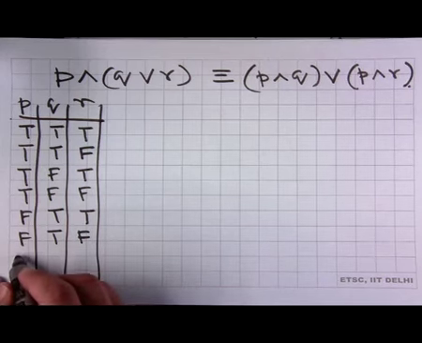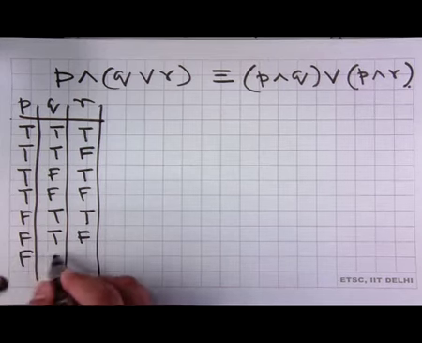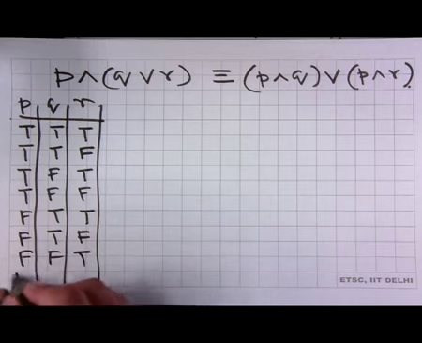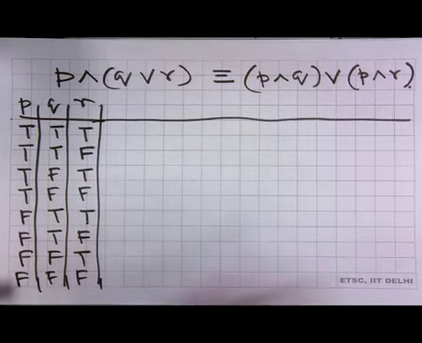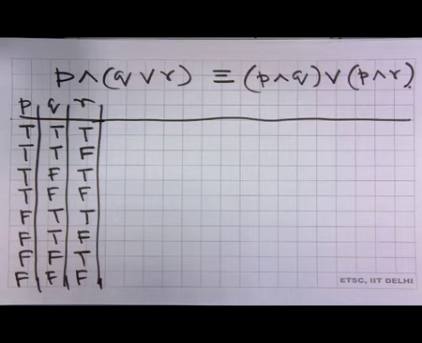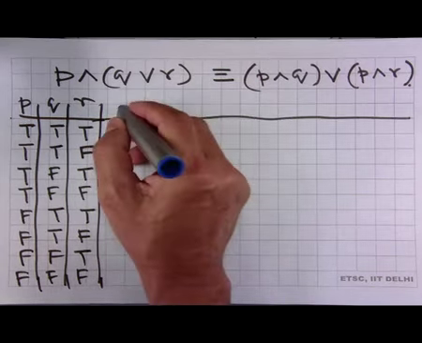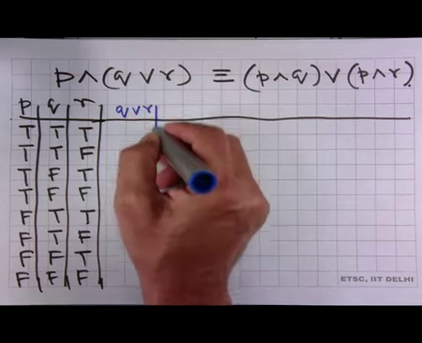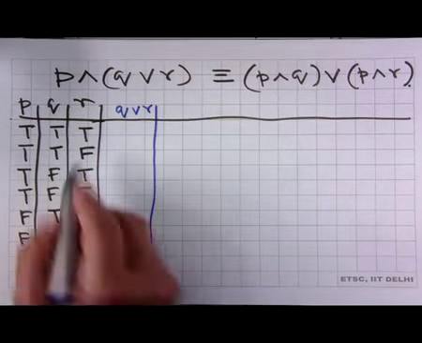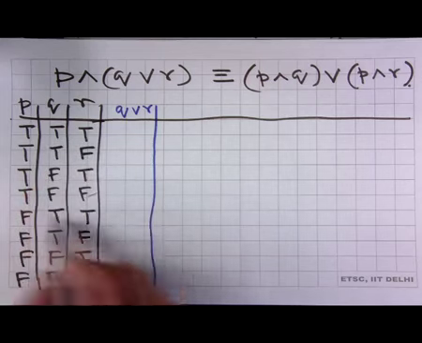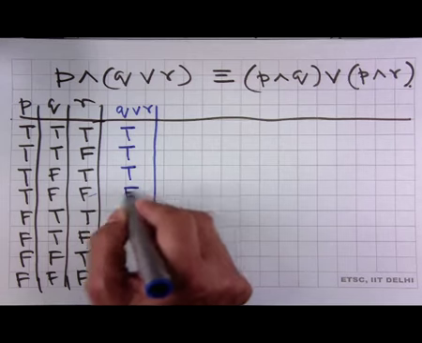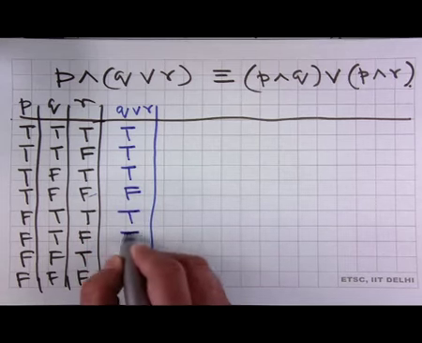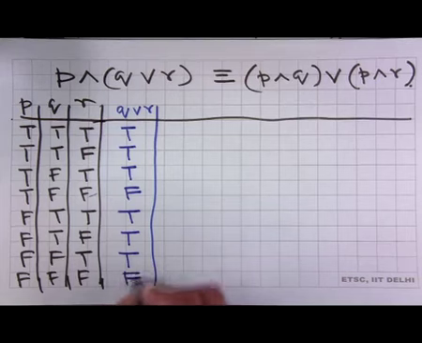And finally, FFT and FFF. So, what is Q or R? We are now ORing between these two columns. So, it is giving me T, T, T, F, T, T, T and F.